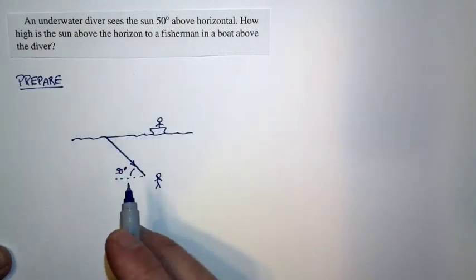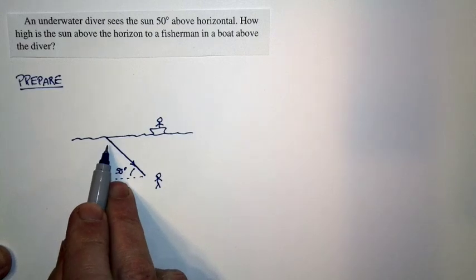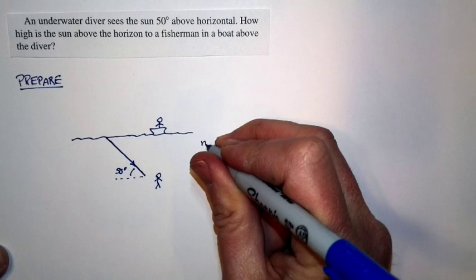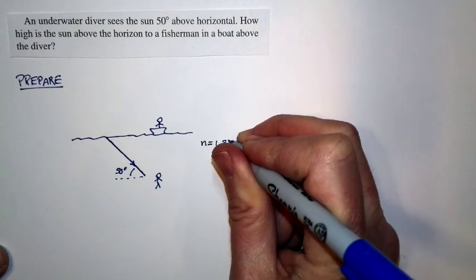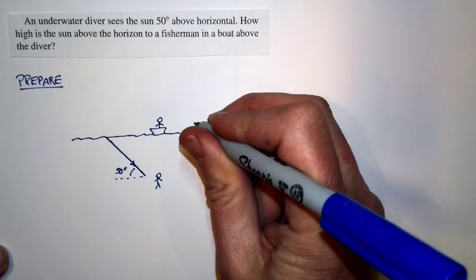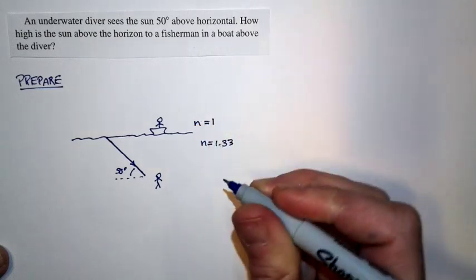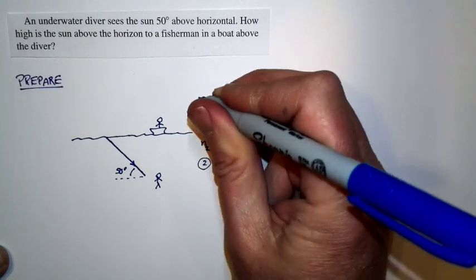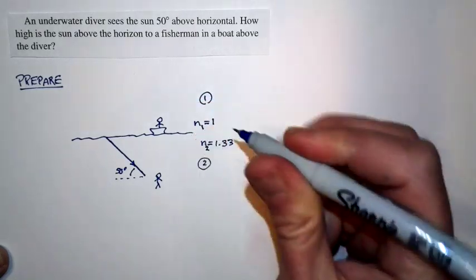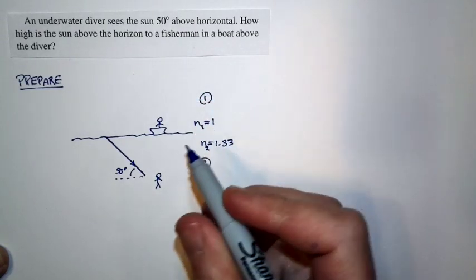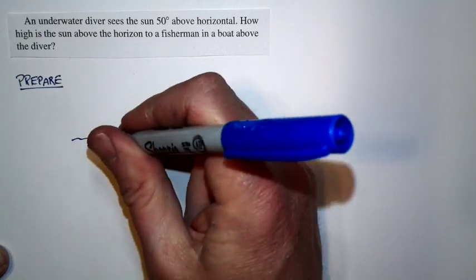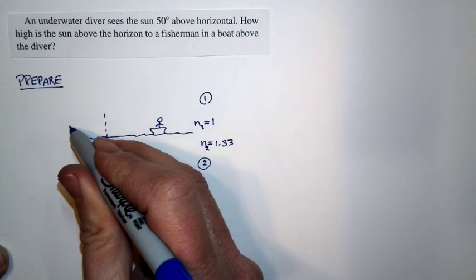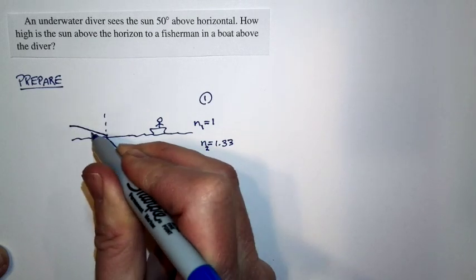Now if we trace this ray of light back, this came from the sun. It went from the air into water. Water has an index of refraction of 1.33. Air has an index of refraction of 1. Let's let this be medium 2, and this is going to be medium 1. As it goes from a lower index to a higher index, it's going to bend to a greater angle away from the normal.